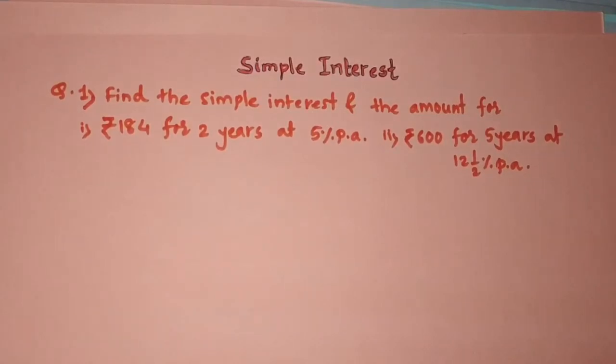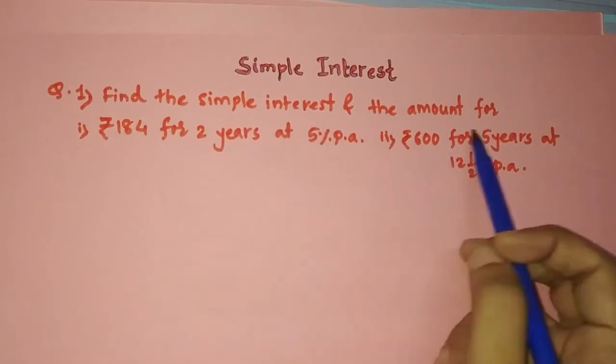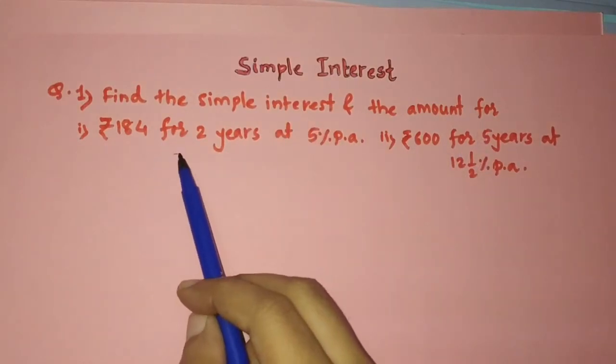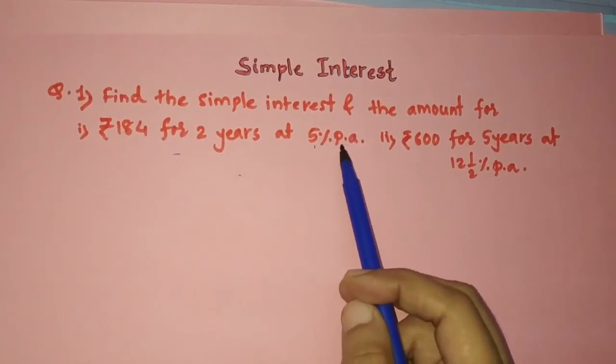Welcome back, dear students. So today we are going to see word problems from topic simple interest. So let's start. Find the simple interest and the amount for rupees 184 for 2 years at 5% per annum.